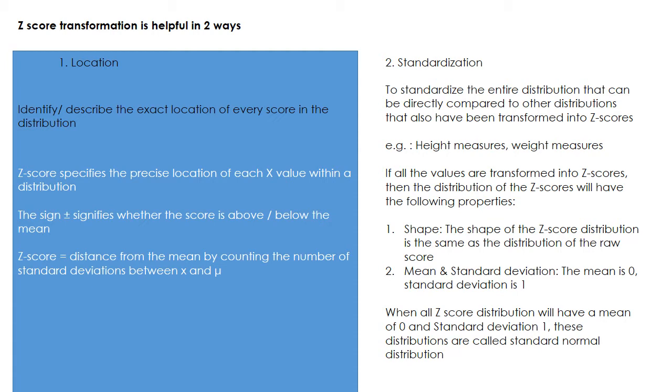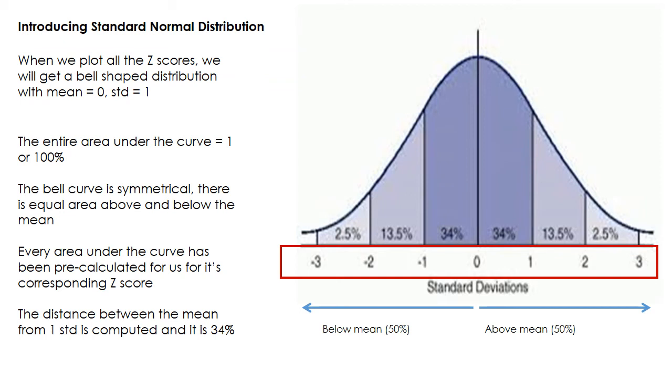So how does this standard normal distribution look? Okay, let's introduce the standard normal distribution. If you notice, on the right hand side, in the image, there is a bell-shaped curve. It is like a curve that resembles a bell. Okay, that is the standard normal distribution curve. So when you plot all the transformed z-scores, you will get this kind of bell-shaped curve.